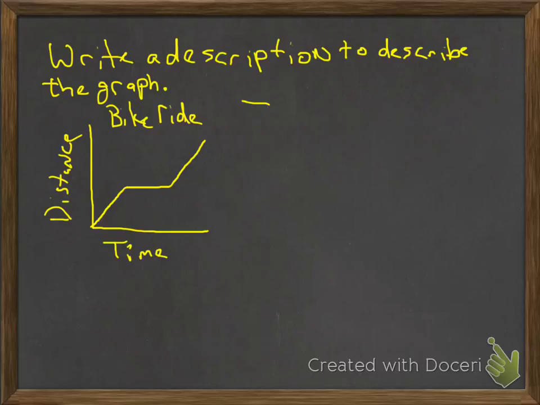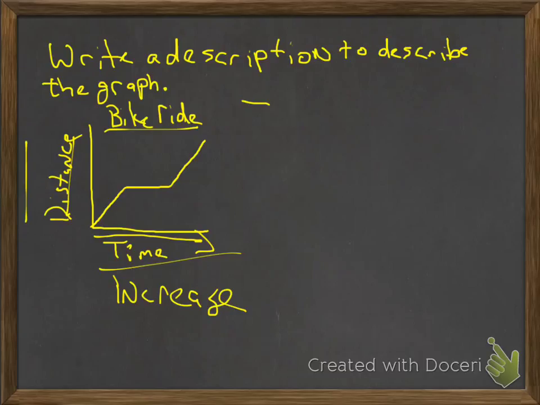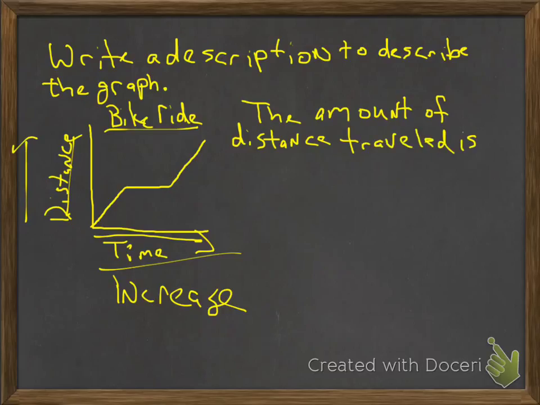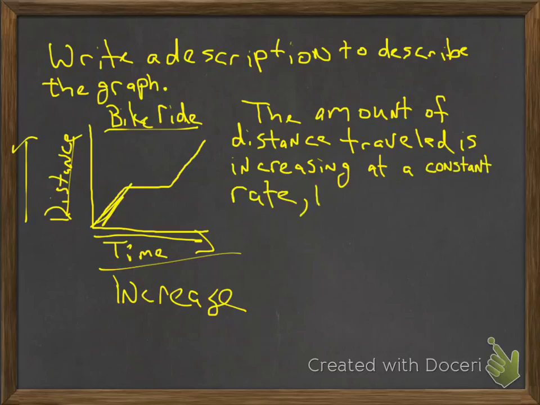Write a description. Here I'm not giving you anything other than you've got a graph about a bike ride, the distance and the time. Keep in mind, time is going forward. It increases as we go from left to right. So then the question is the distance increasing as you go up from bottom to the top. So we can say here the amount of distance is increasing. The distance that they travel on the bike is increasing because this is increasing right here at a constant rate, because this is a straight line right here. We say that's at a constant rate, which means you're going the same speed.